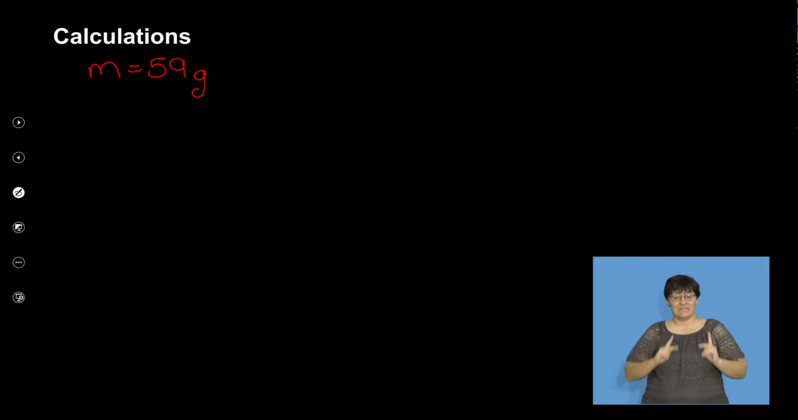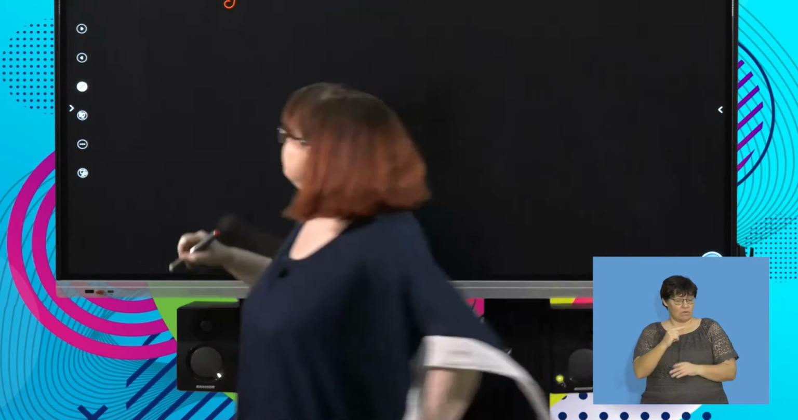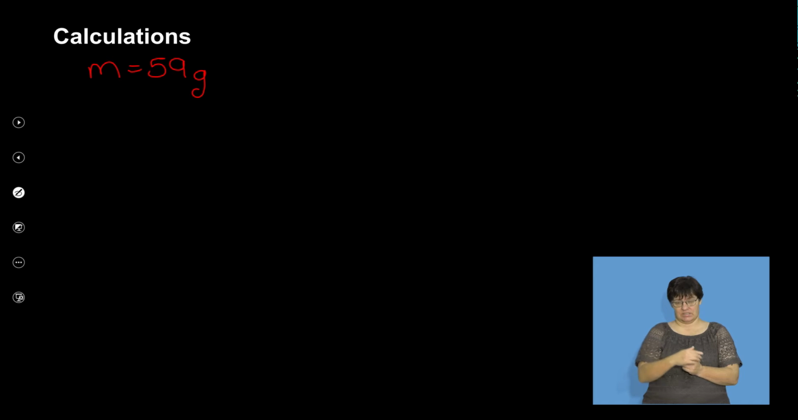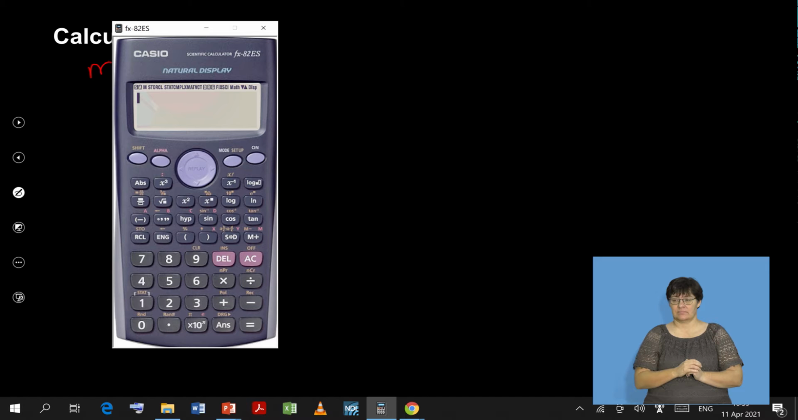So if we go back here, what we knew was the mass of my tennis ball was 59 grams. Remember, in physics, we can't work in grams. We have to work in kilograms. So I'm going to divide that by 1,000, okay? And just in case, let's just quickly do 59 divided by 1,000.